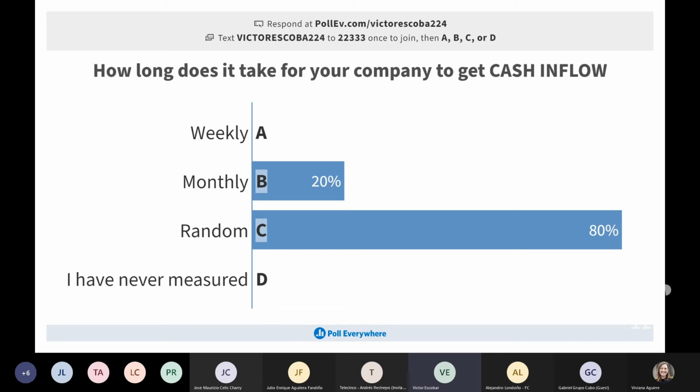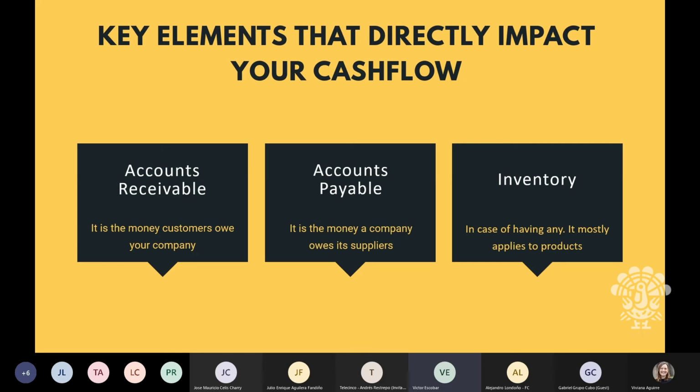Okay, great. So in here, we will see the key elements that you will need to check about the cash flow and that directly impact the cash flow measurement. These are the accounts receivable, that is the money that customers owe you or your company. This is based on goods or services that you are providing and may not have been paid yet. So those are the accounts receivable.